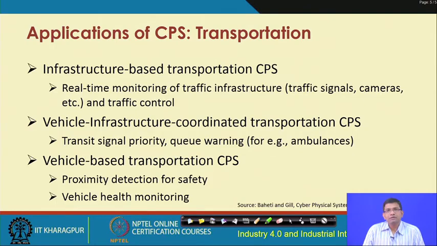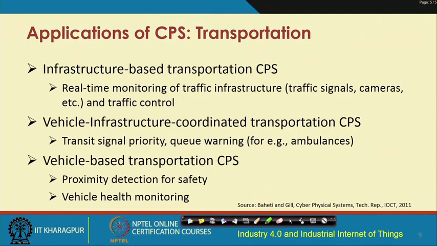Then there are vehicle based transportation cyber physical systems, with proximity detection for safety. You must have boarded vehicles where the vehicle will warn you if it is too close to another vehicle in front, or if there is another vehicle coming from the back which is close to that particular vehicle. So all these things are examples of cyber physical systems operating on the road, on the vehicles, and so on.